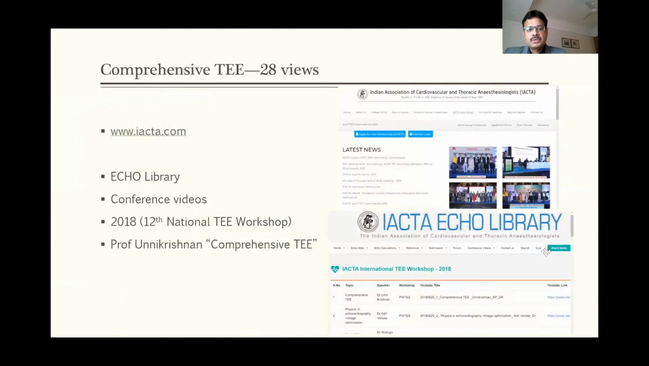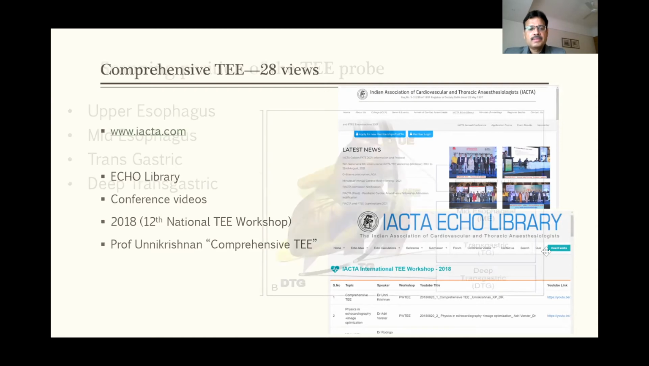What I'm going to suggest to our delegates is to log on to the wdirector.com, go to the Eco Library, which is a wonderful academic site with a lot of information about TE. And if you just want to check on comprehensive TE, I would suggest you go to the 2018 12th National TE and check on Professor Unnikrishnan's guideline talk about comprehensive TE. That would be a good place for you to start.